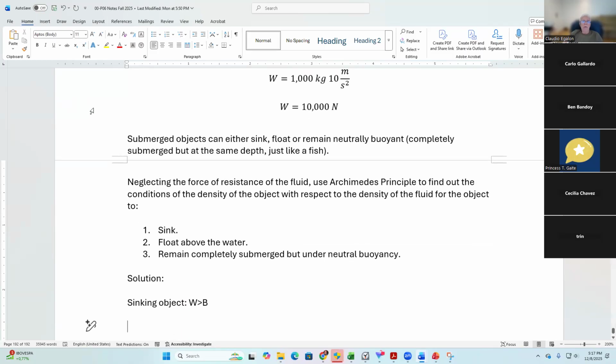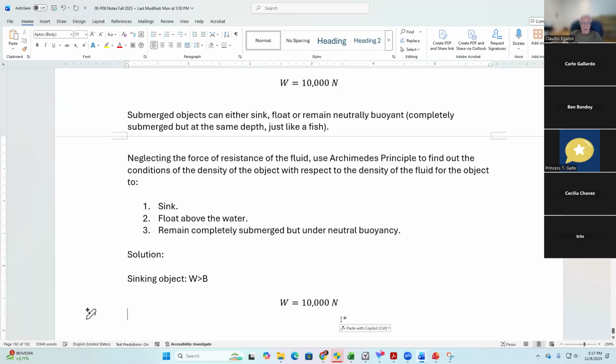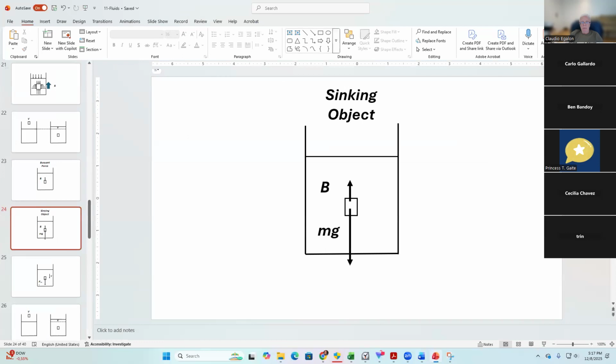Okay, so let's put it here. The weight of the object, which is mg, must be greater than the buoyant force. Okay, like that. That's how you write. That's the condition for an object to sink.